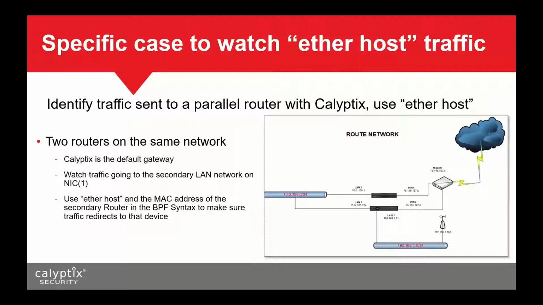One of the final ones we're going to go over is the ether host command. The ether host command comes in when you have to look at a MAC address instead of an IP address, because the traffic is not on your router. It's on a router that is behind us or parallel to us. So we want to see if that traffic goes over to another network, so we'll use the MAC address.